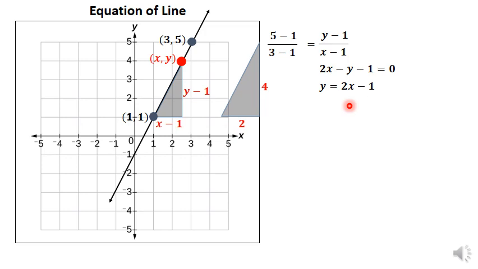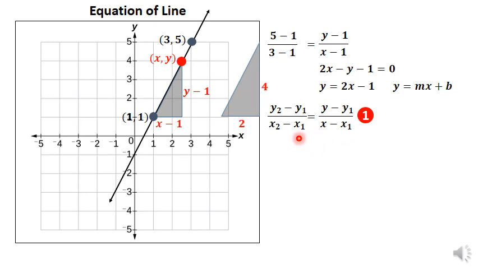Okay, so this equation here is the general form for the equation of the line. This is the equation of the line based on the 2 points. Most of the time, this is called the 2-point form equation of the line. This is our first form of the equation of the line.